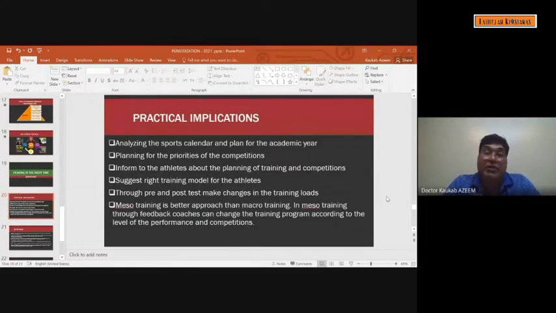Practical implications, give your concentration points, very, very important. Analyzing the sports calendar and plan for the academic year. Planning for the priorities of the competition. For example, sometimes I told my students, don't care about the small competitions if they don't have any value. To say, I will get some money. I said, no, no money, you are an amateur, you have to go for your All India University tournament. You will bring laurels to the university, not for the small competition.